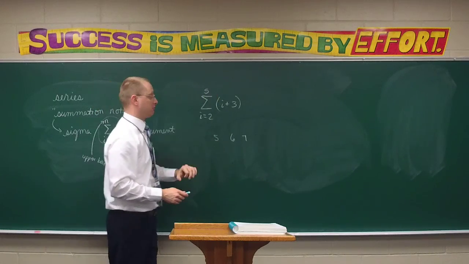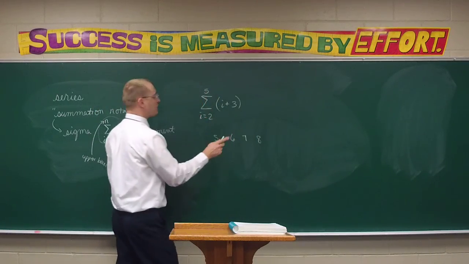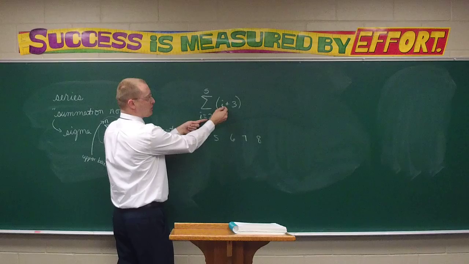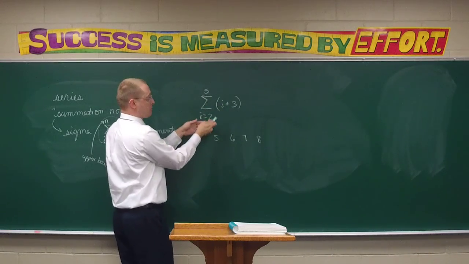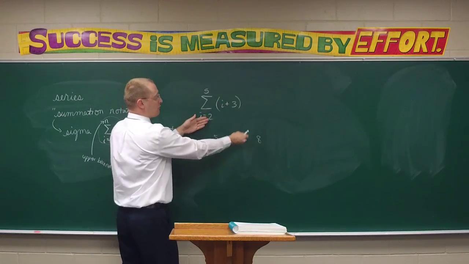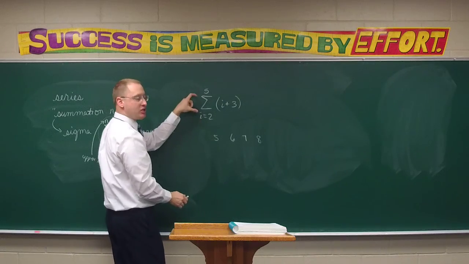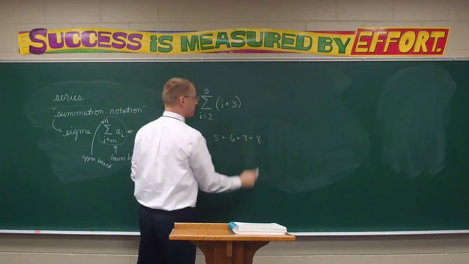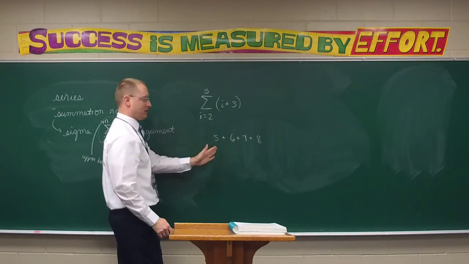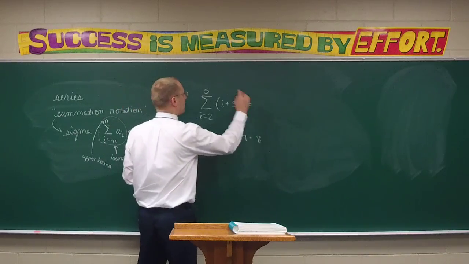5 plus 3, 8. What we have done is we've plugged in all the numbers for I, all the integers for I from 2 to 5. We've plugged in 2, 3, 4, and 5. But the summation notation says we're going to add those values together. And when you add 5 plus 6 plus 7 plus 8, what do you end up getting?